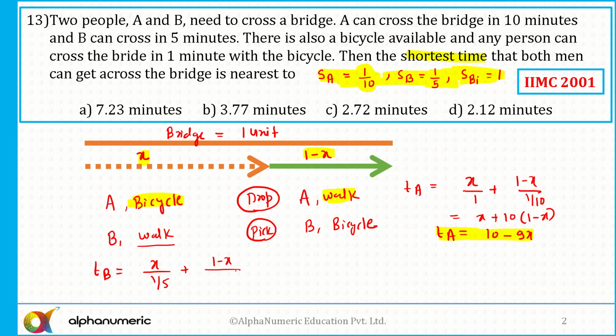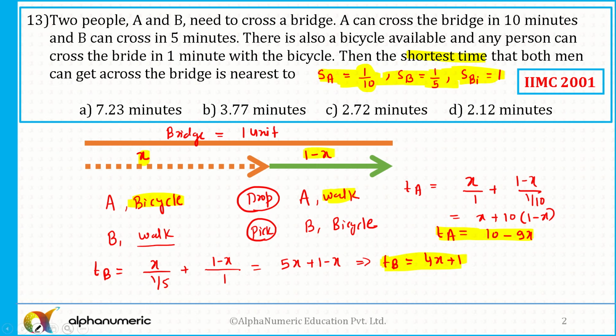B has traveled via bicycle. So what is the speed of the bicycle? 1. So I'll write down 1. What is the total time taken by B? That is equal to 5x plus 1 minus x. So from here I'll get that the time taken by B is equal to 4x plus 1.